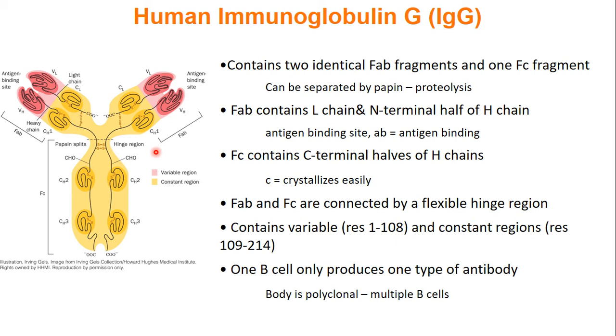And so the antibody has two various regions. We have the variable region up here, and we have the constant region. And only one beta cell produces one type of antibody. But your body has multiple different types of B cells, so that's why it's polyclonal. We have a lot of different antibodies in our body, but only one B cell will produce one type of antibody. That is, it will recognize one type of antigen.